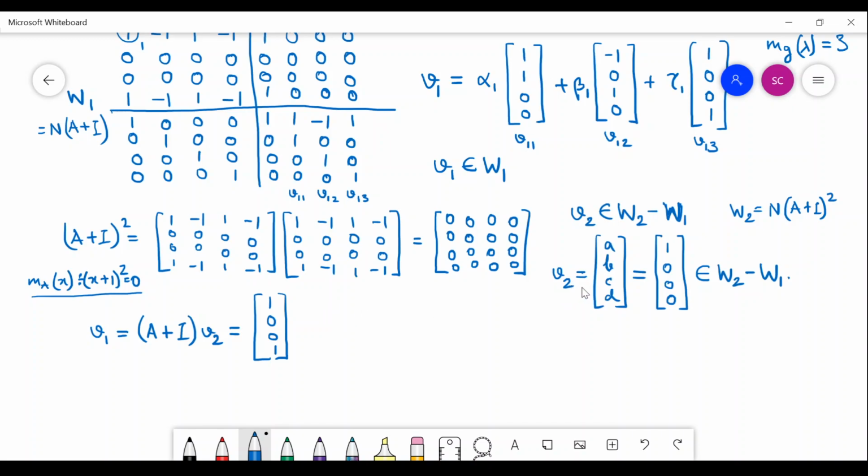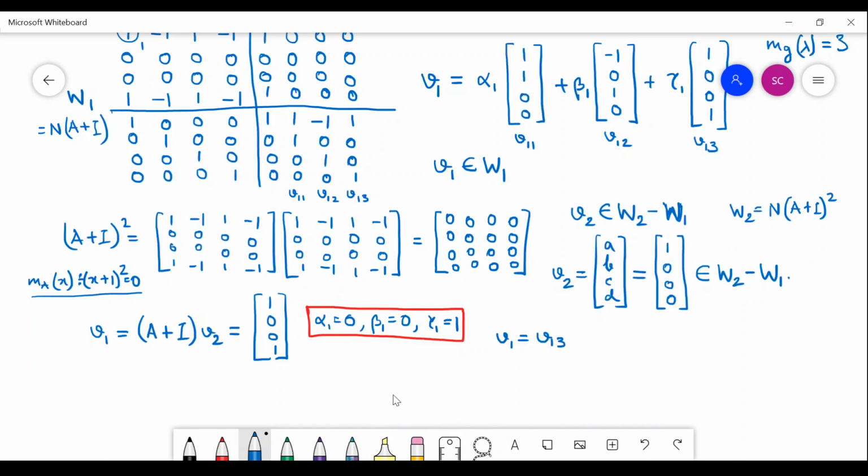So I have chosen v2 as this. For that my v1 comes out to be this, and this v1 can be given by choosing alpha 1 to be 0, beta 1 to be 0 and gamma 1 to be 1. This information is not necessary to be written down, just for showing you I am writing it down. So what I gather from here is that my v1 is basically V13.